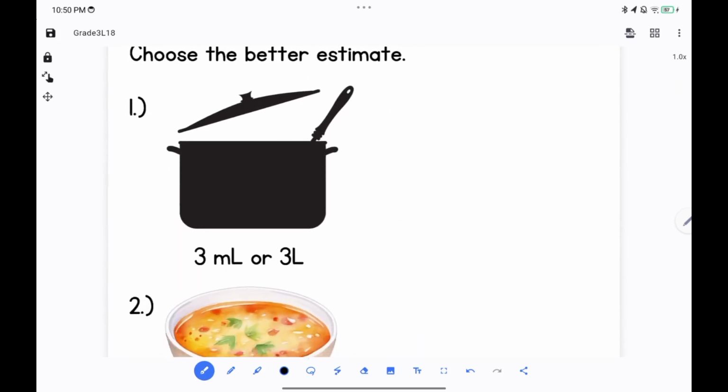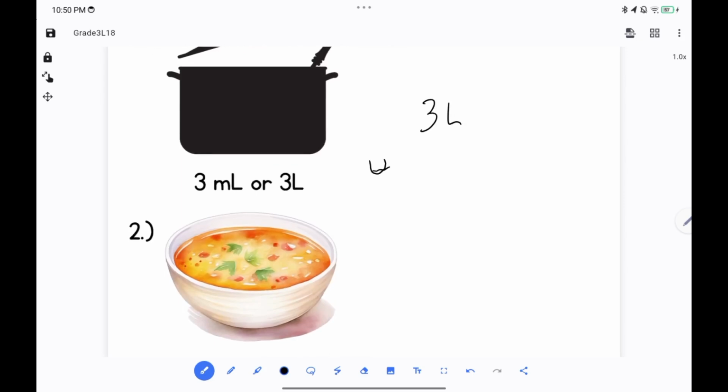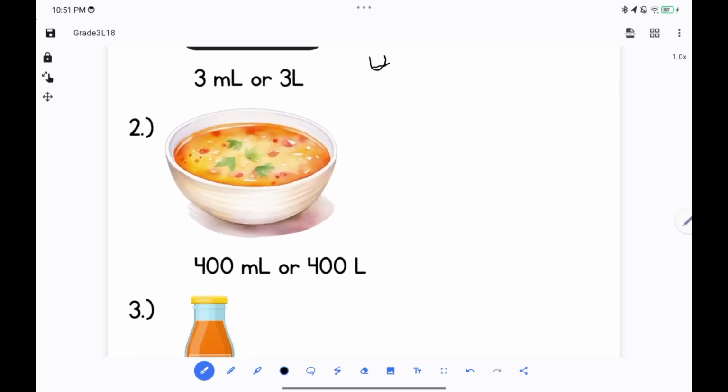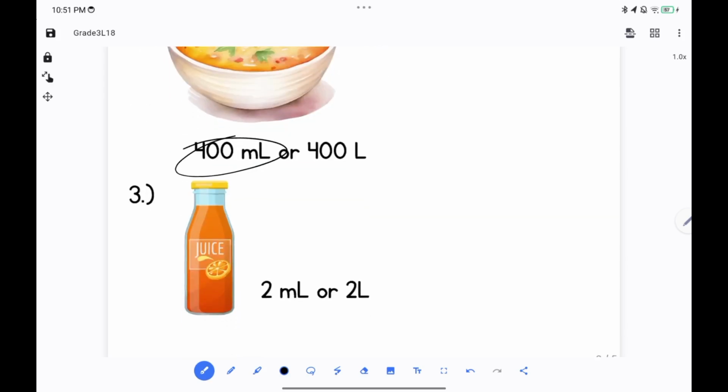Choose the better estimate. 3 milliliters or 3 liters? Probably 3 liters. 3 milliliters is about this much in a tiny little cup. 400 milliliters or 400 liters? Probably 400 milliliters, because 400 liters is about half of one of those fire trucks you see rolling around.